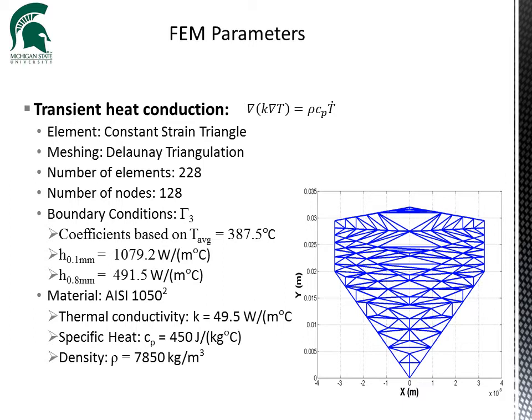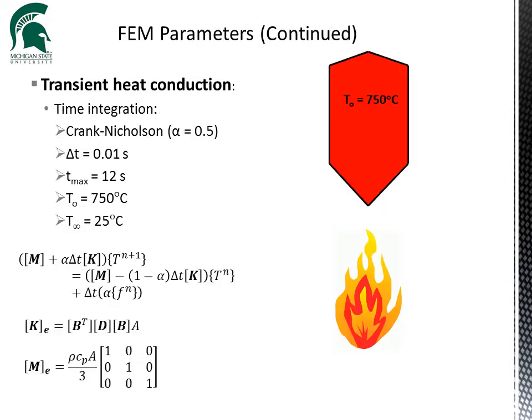The convection coefficients for the gamma-3 boundary condition are determined based on the desired clay thicknesses and the average temperature of the starting and final surface temperature. Steel is used for the cross-sectional material.